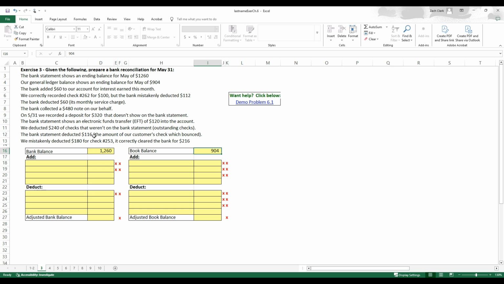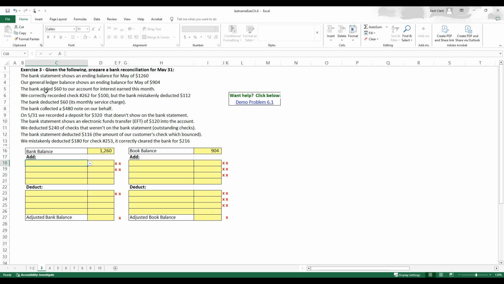We have a non-sufficient check, so a bounced check, an NSF, non-sufficient funds issue, and then we had an error on our side in terms of the entry that we input for a specific check. We did a journal entry essentially for a 180 reduction in cash, but in reality it should have been 216. Okay, so lots of stuff going on. So let's just take it one by one.